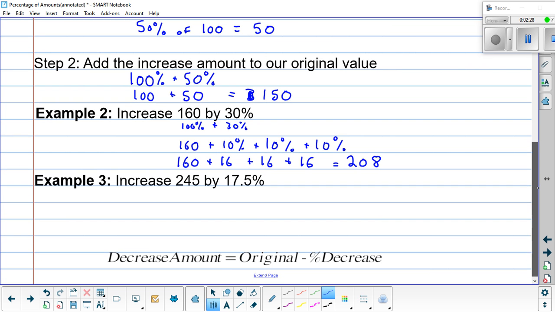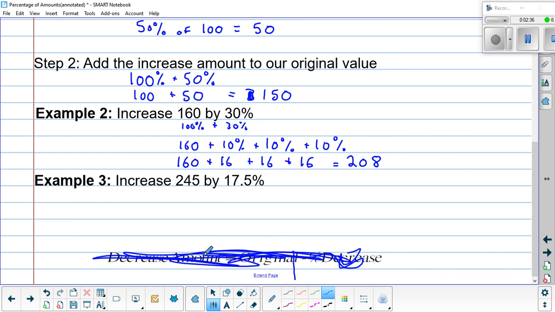Last example we're going to do with the addition method is, and just ignore that part on the bottom, I don't know why that's there, we're going to increase 245 by 17.5%. So let's break up the 17.5% into something that we can do. Let's do 10% plus 5% plus our 2.5%. We know at the end, if we're increasing, we're going to have 100% and then add on all those. The difference between increase and decrease is that instead of 100% plus, we're going to do 100% minus.